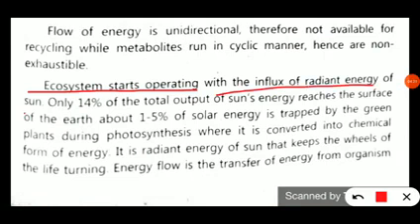Okay, this is the sun. The energy that comes from the sun is in the form of light energy. Okay, and this light energy is trapped by the green plant, which converts it into chemical energy. We know that only 40% of the total output of the sun's energy reaches the surface of the earth.